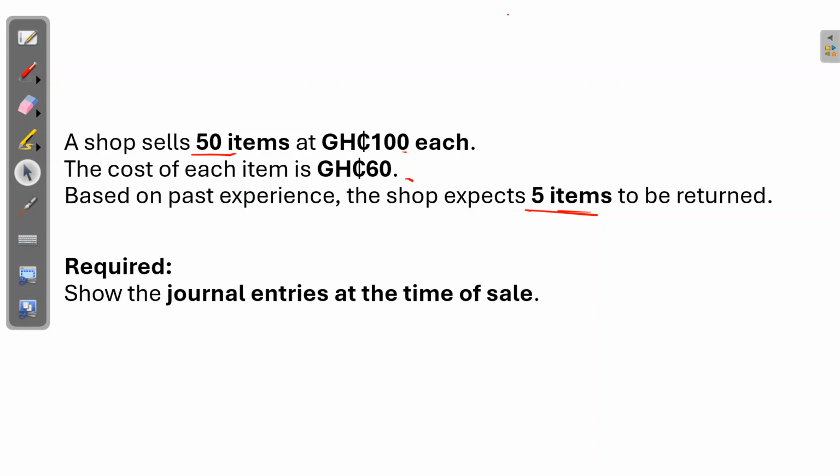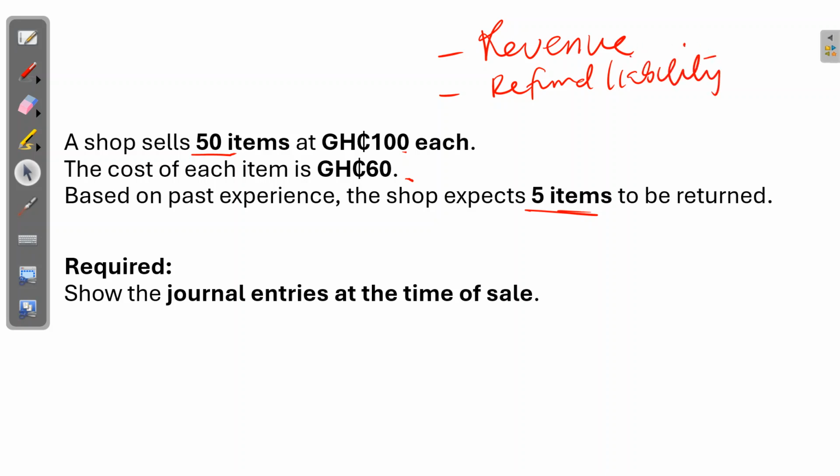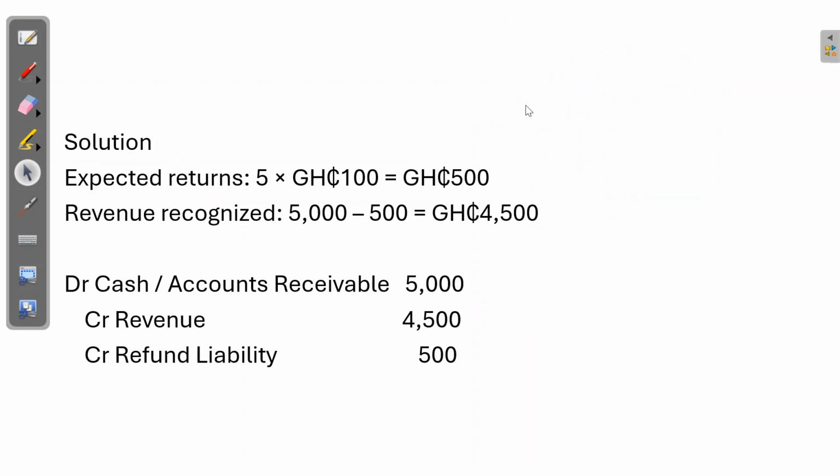So we have to recognize revenue for the portion that will not be returned. We have to recognize a refund liability for whatever we have to pay to the customer. And also we have to recognize an asset for the portion of these five items that we expect to receive from the customer. So let's look at how the solution is.